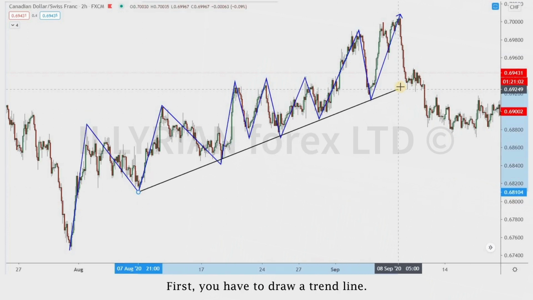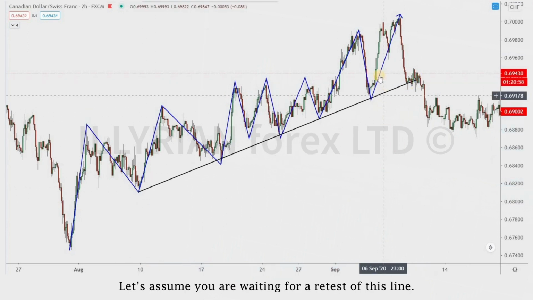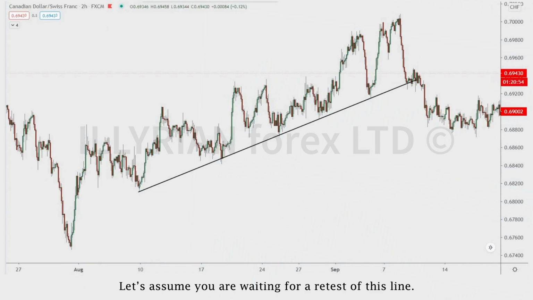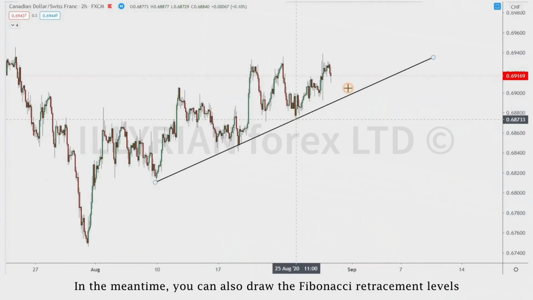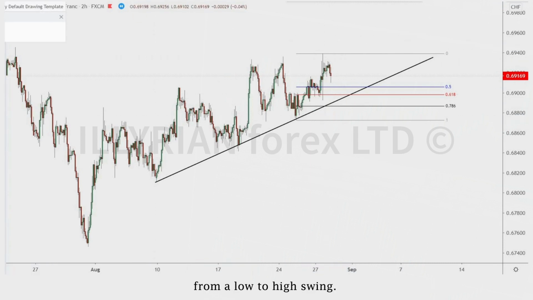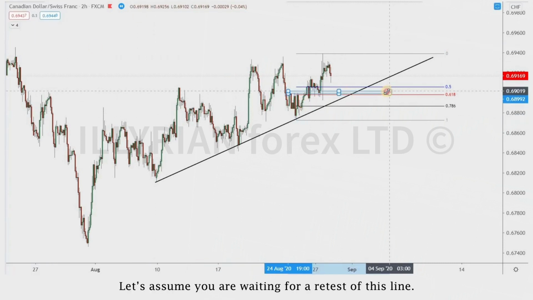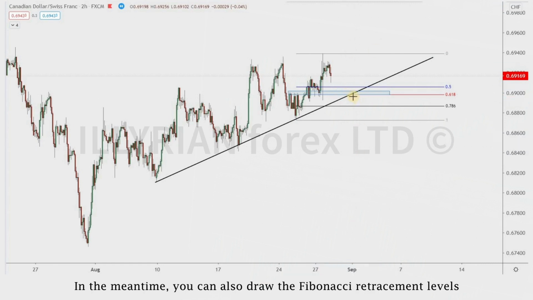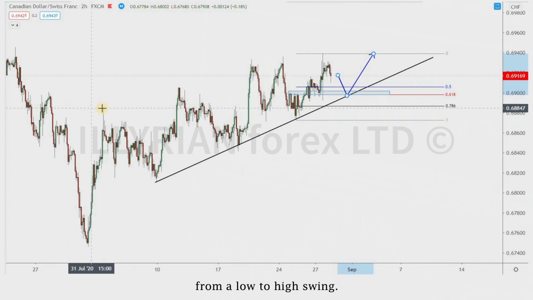First, you have to draw a trend line. Let's assume you are waiting for a retest of this line. In the meantime, you can also draw the Fibonacci retracement levels from a low to high swing.